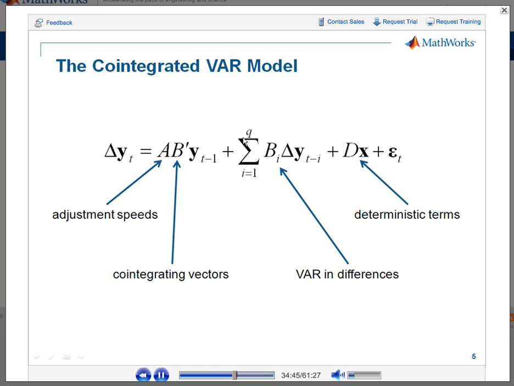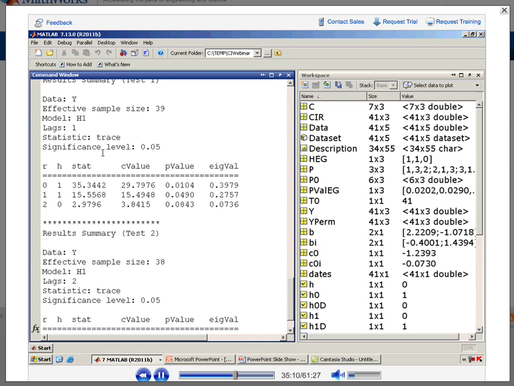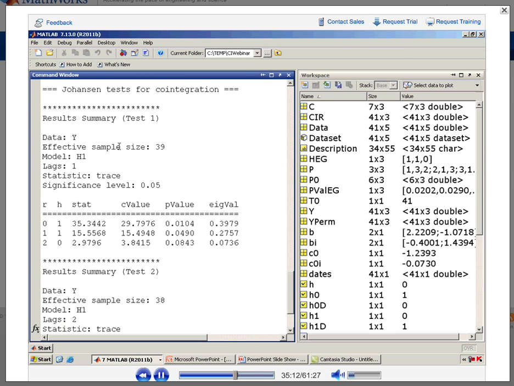What Johansen's test is going to do is test for co-integration, but at the same time, if it finds that there's co-integration with a certain constraint on the rank of that error correction matrix, it will estimate the error correction model with each of those ranks. So let's just run this cell, see what the output looks like. And you can see it's a little more descriptive than what we got for the Engle-Granger test. We've got two results summaries here for test 1.